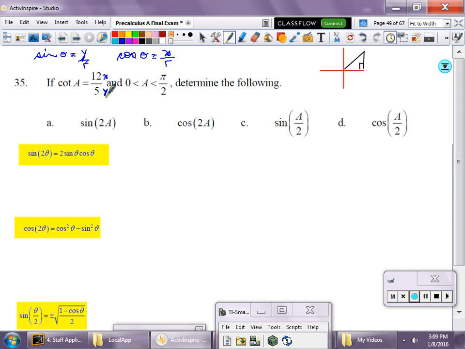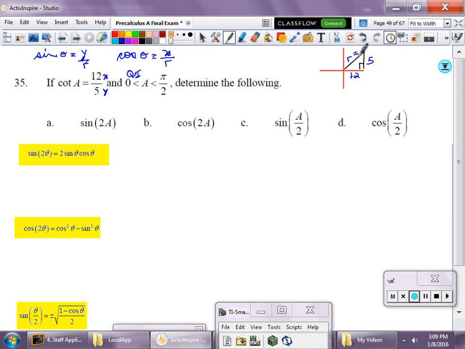Okay, our domain, A for the angle, is going to be greater than 0 but less than pi over 2. That tells us we're working in quadrant 1. And determine the following. Again, to put these values on the unit circle, we have x, which is 12, y, which is our vertical distance, which is 5. We're going to have to find r. In order to find r, we must use Pythagorean Theorem.